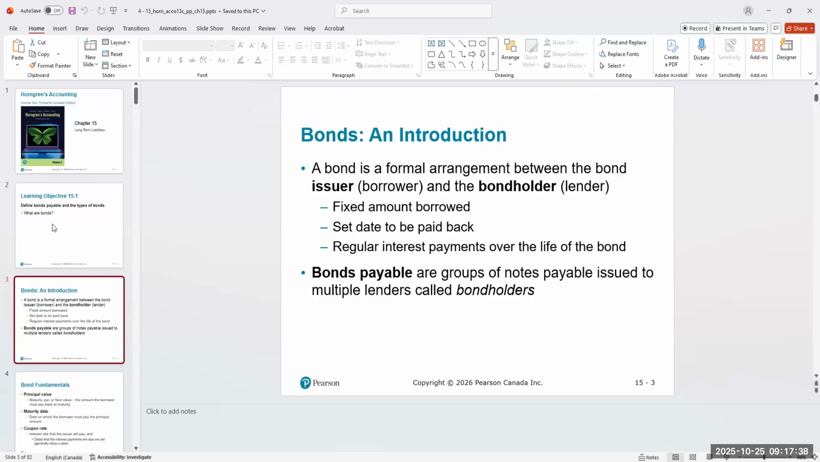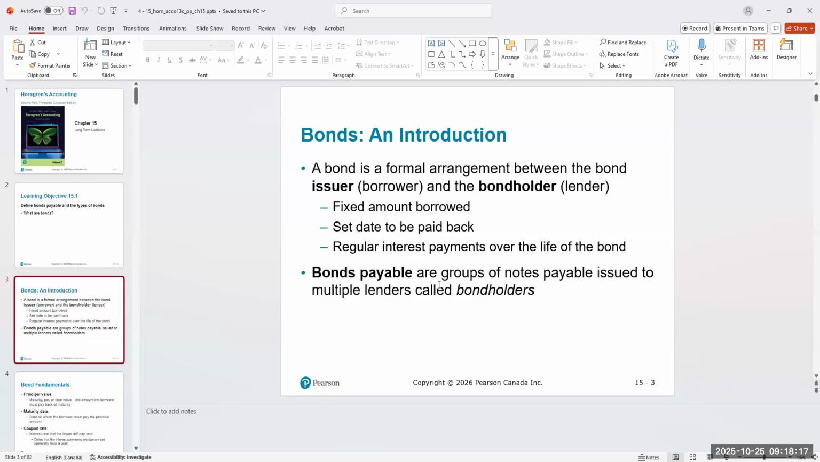The bond is going to say how much you borrowed, on what day you're going to pay me back, how much interest you have to pay me, and on what date. That's pretty much what's going to be said on the bond. Bonds payable, obviously, if you have a bond payable, that means you issued a bond. That means you borrowed money for a long period of time.